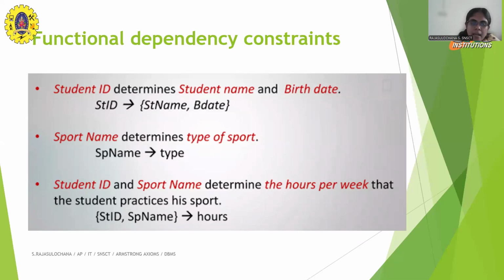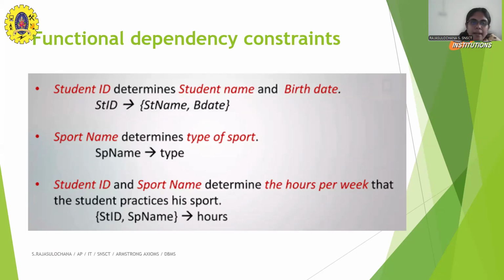For example, consider a class as a relation or a table. There is a list of students and each student will have his own student ID or roll number, and each student will have his name and his date of birth. So if I am calling out roll number 15, then I should be able to identify the name of that particular roll number as well as the date of birth. So we can write the functional dependency as student ID determines student name and birth date. Here the determinant is one single attribute, student ID, whereas the dependent is a combination of two attributes, student name and birth date.